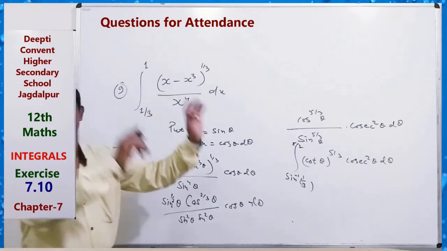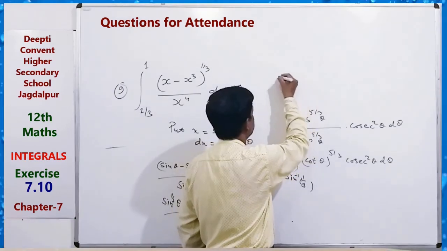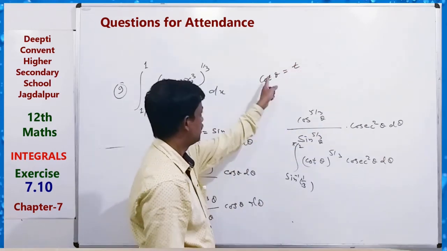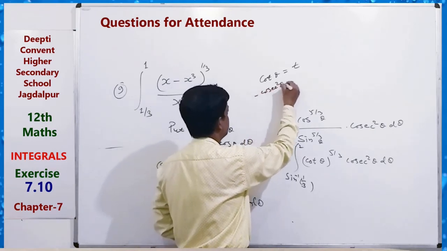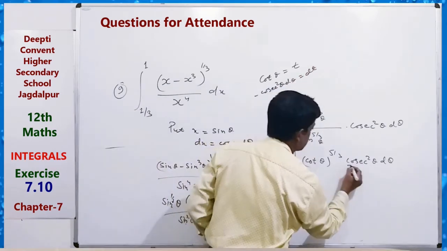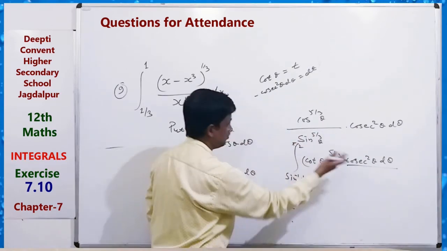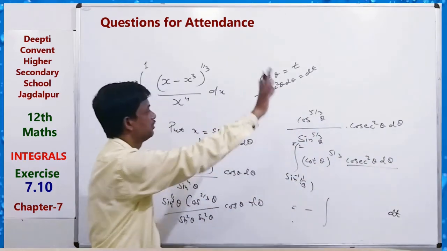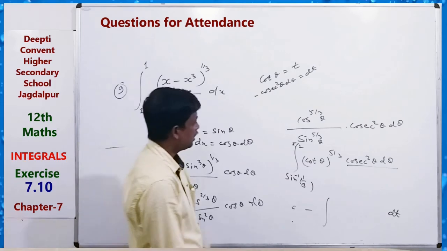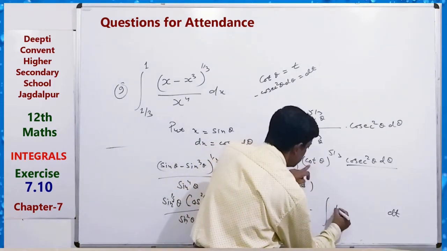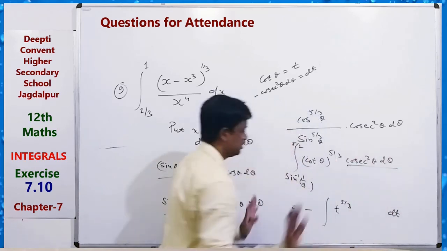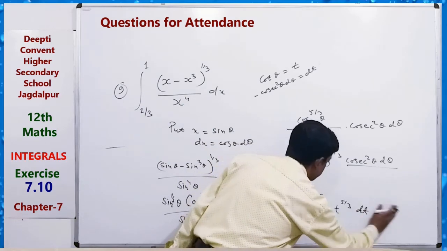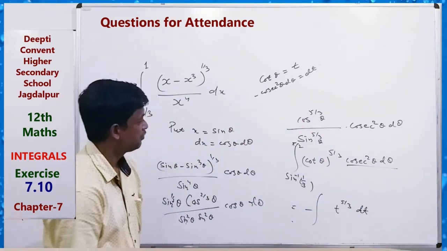Now again substitute cot theta equals t. Then the derivative of cot theta is minus cosec square theta, so cosec square theta d theta equals minus dt. So this will change to minus dt, and cot theta is t, so t power 5/3, and the limit will be what?